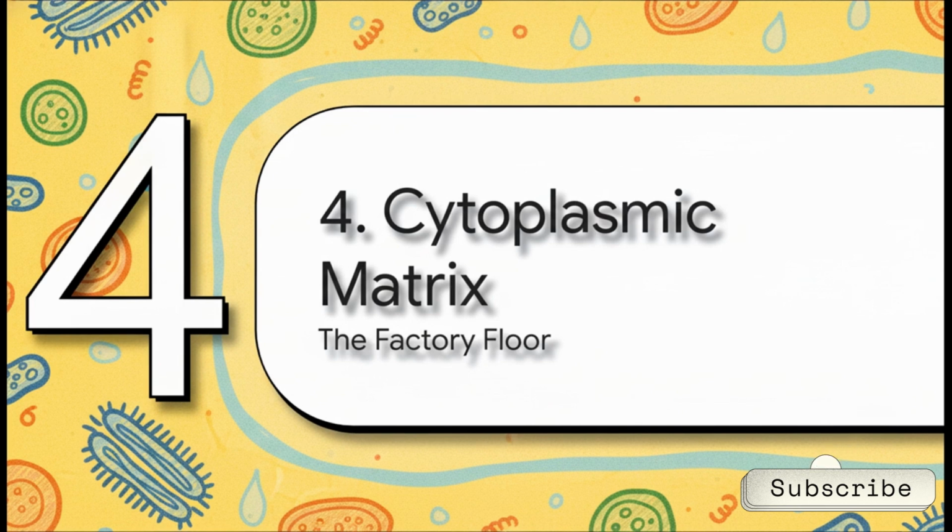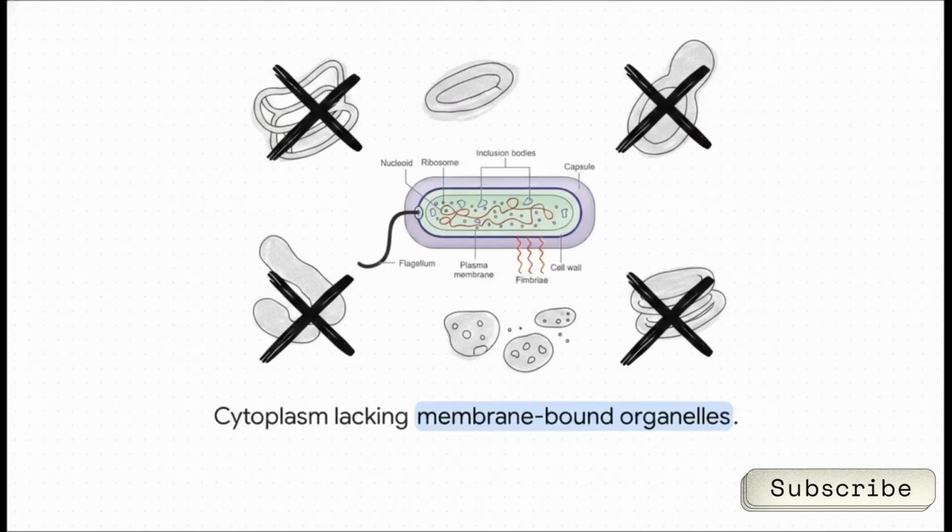Finally, Section 4. The cytoplasmic matrix. Now notice what's intentionally missing inside the bacteria here. Unlike our own eukaryotic cells, the bacterial cytoplasm doesn't have any of those fancy membrane-bound organelles. No rough ER, no Golgi apparatus, definitely no mitochondria. Instead, this cytoplasmic matrix, which is roughly 70% water, is basically just a bustling factory floor packed with free-floating ribosomes, storage inclusions to hold on to nutrients, and specialized membrane invaginations called mesosomes.